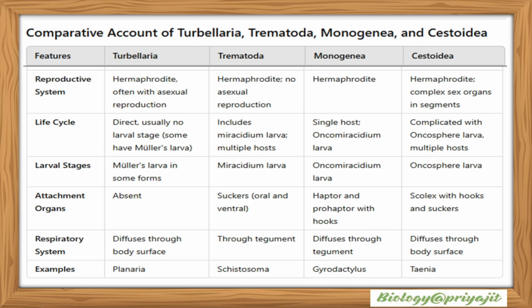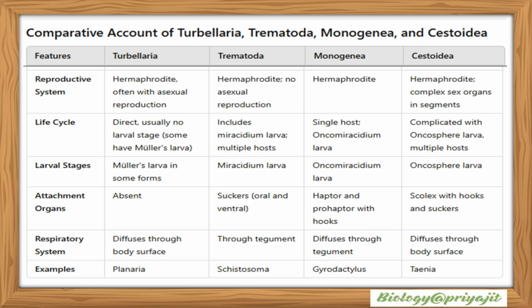Life cycle. In Turbellaria it is direct, usually with no larval stages, and some have Muller's larva. Trematoda life cycle includes Miracidium larva, and they are found in multiple hosts. Monogenea have a single host in their life cycle but have Oncomiracidium larva. Cestoda life cycle is complicated, with Onchosphere larva and multiple hosts. Larval stages: Muller's larva in some forms, Miracidium larva in Trematoda, Oncomiracidium larva in Monogenea, and Onchosphere larva in Cestoda.